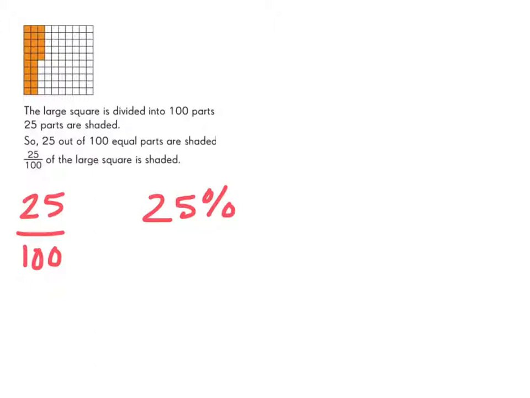What percent of the whole is not shaded? 75%, because there are 75 parts that are not shaded, and we can find that by simply taking 100 minus 25. Let's do some practice problems with this idea.